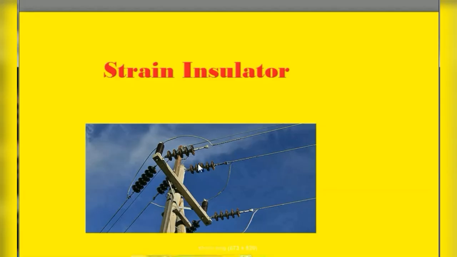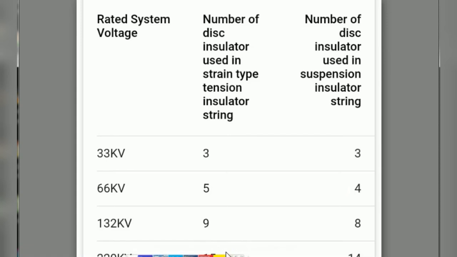And when the discs are provided in a horizontal position, it's the same as a string insulator, but the position is horizontal. So this is called a strain insulator. For string and strain insulators, the number of discs will differ depending upon the voltage rating of the transmission line. So this is the rated voltage: 33 kV, 66 kV, 132 kV and 220 kV.